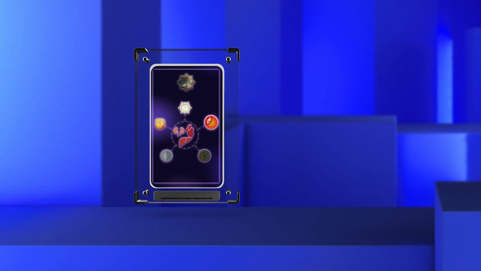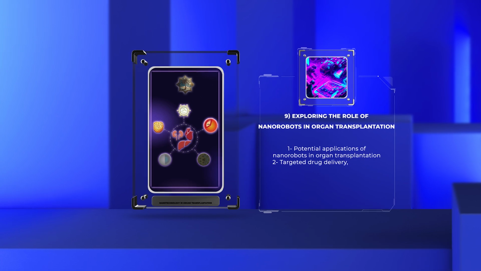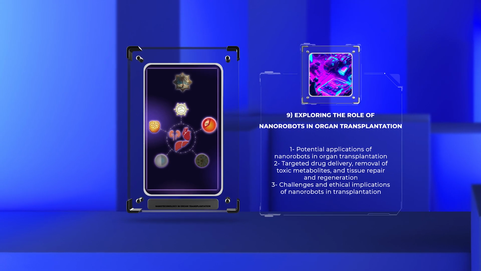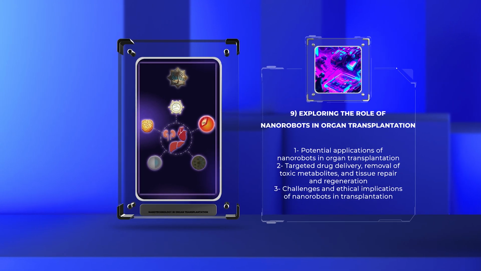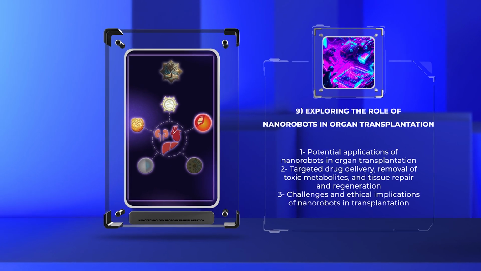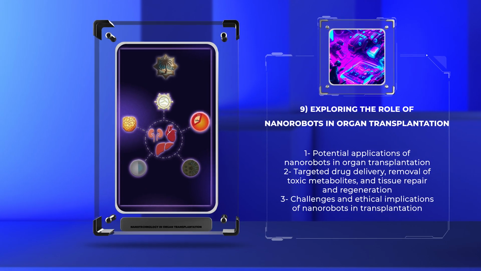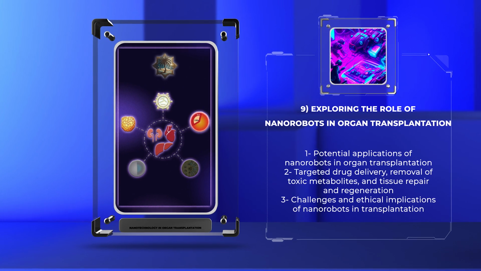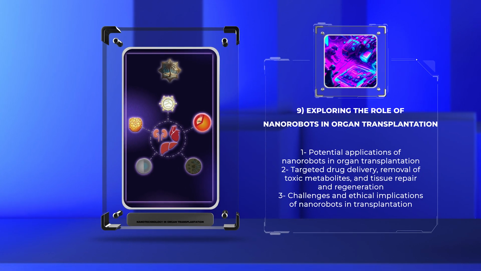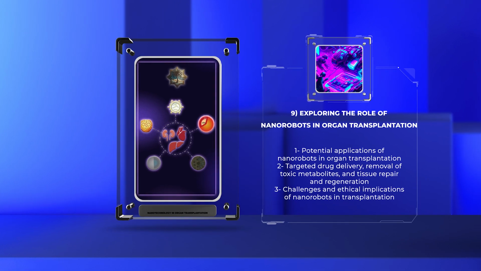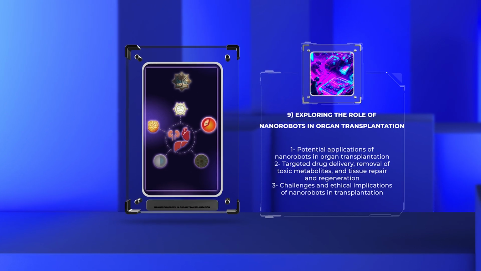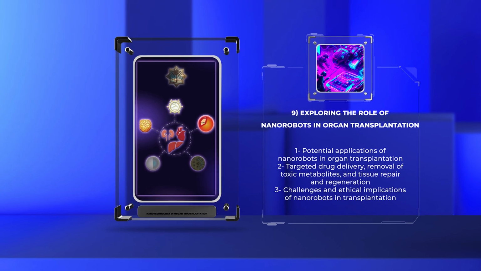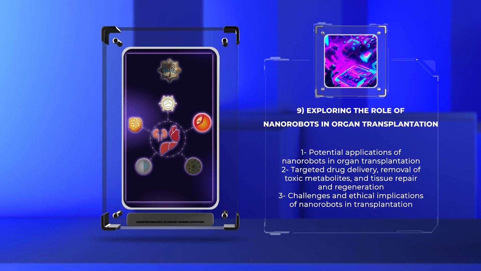The concept of nanorobots performing precise tasks within the human body has captured the imagination of researchers. In this topic, we will discuss how nanorobots can be utilized to improve organ transplantation outcomes. We will explore the potential applications of nanorobotics, including targeted drug delivery, removal of toxic metabolites, and tissue repair and regeneration, while also considering the challenges and ethical implications associated with this technology.